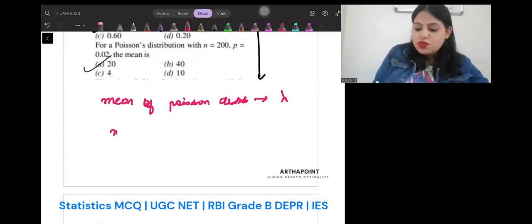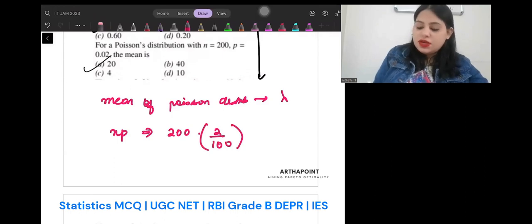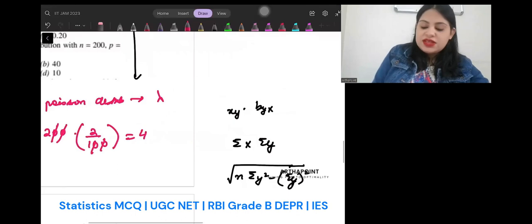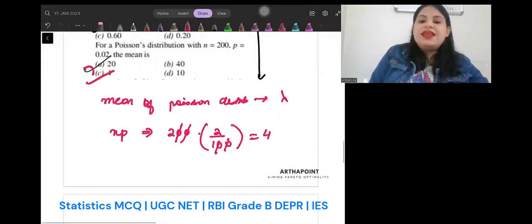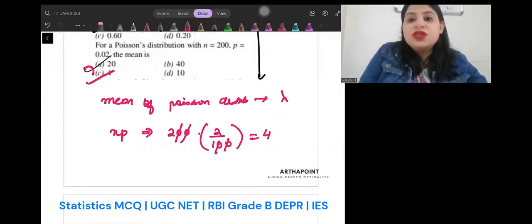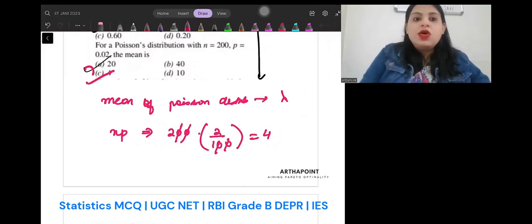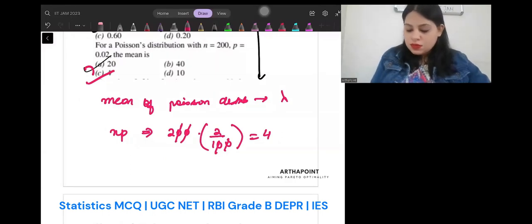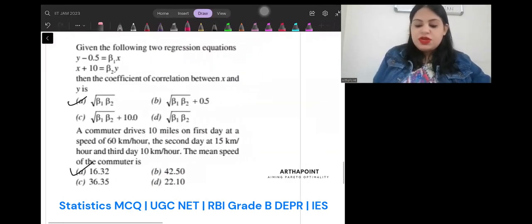और उस केस में उसका जो मीन होता है वो n into p होता है. So 200 into 2 by 100. Right? So the answer to this will be 4. So that's the answer to this question, that the mean of the Poisson distribution will be 4. Is this clear? Okay, beta, let's come to the next question.